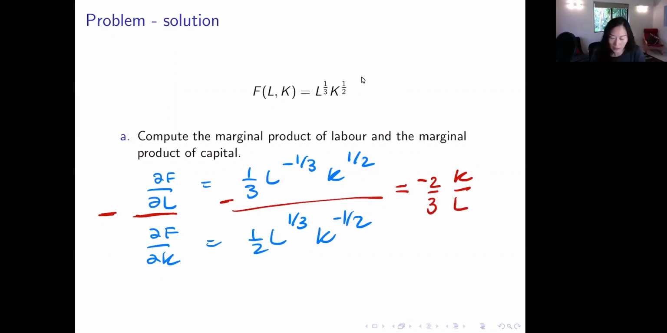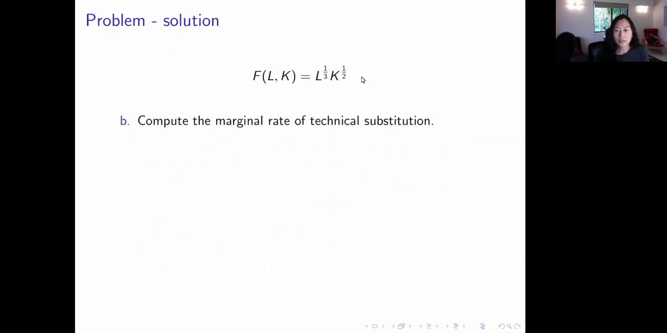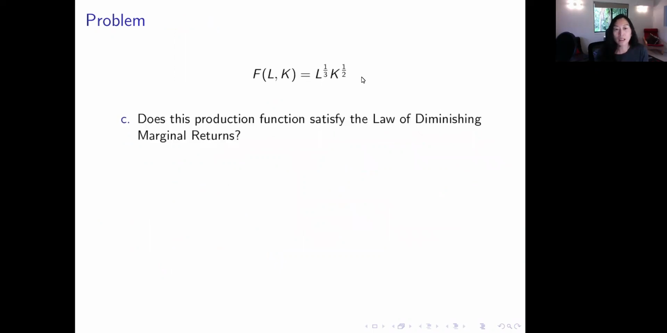Everyone can see that. No, sorry, this has to be -2/3. I made a mistake here. Okay, so if you take this down, then you get L to the power 1, and you put this up to get K to the power 1 up there. This is how we get this. This is MRTS. Easy.